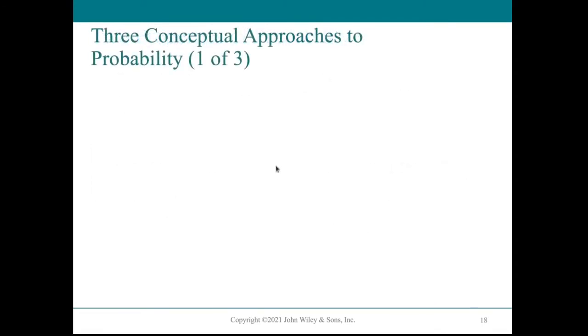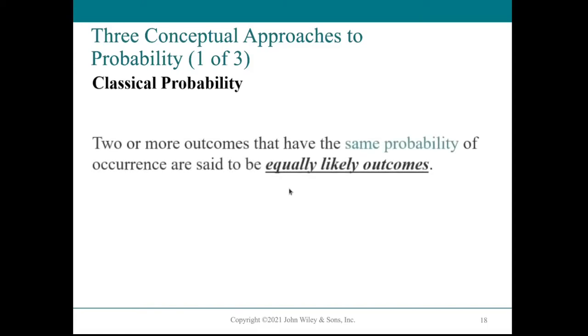We have three conceptual approaches to probability. The first one is classical probability. In classical probability, two or more outcomes that have the same probability of occurrence are said to be equally likely outcomes. Basically, you have an experiment where each outcome has the same probability, which means they are equally likely to occur. Just like tossing a coin, heads or tails, you get 50-50 of each.